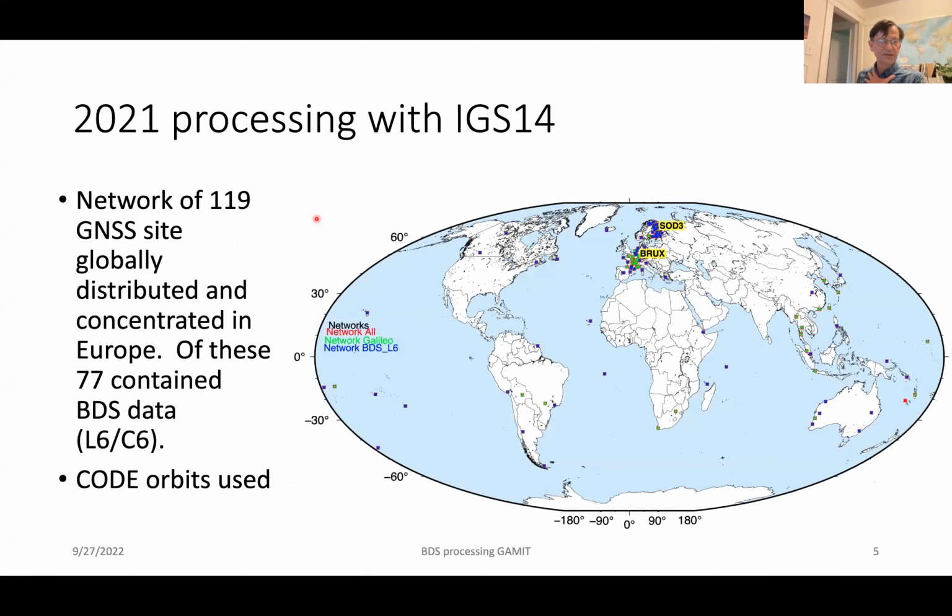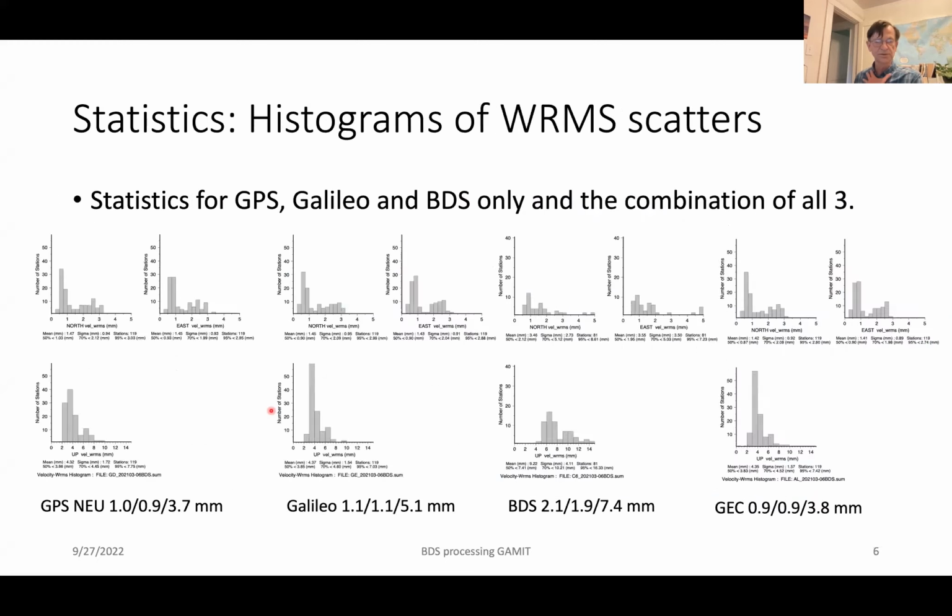So for our specific 2021 processing using the IGS14 system, we used 119 stations, and this is the distribution over here. The blue dots are the Beidou stations that were used, and then BRUX and SOD3 are just 2 stations I will show time series for. And so we have good coverage over most of the world, although I will note in publicly available data, we actually have very little data available in China itself. And so of these 119 global stations we use, 77 contained BDS data. And again, CODE orbits were used.